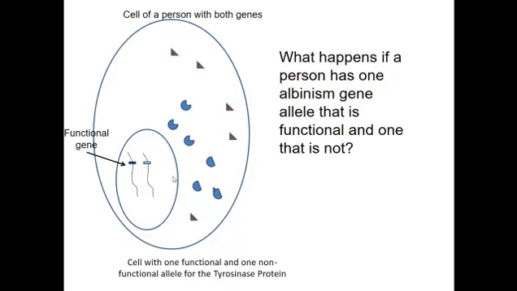So the individual with just one functional allele will look the same as an individual with two functional alleles. They will have skin pigment. They will not be albino.